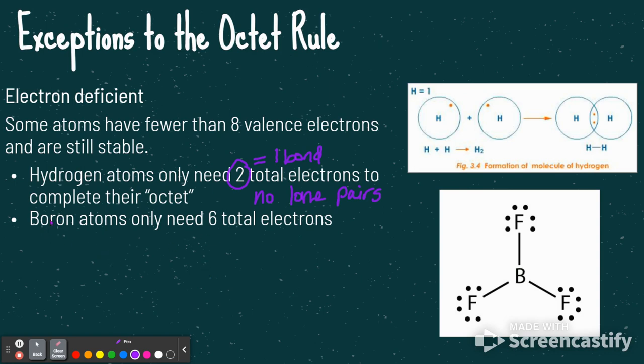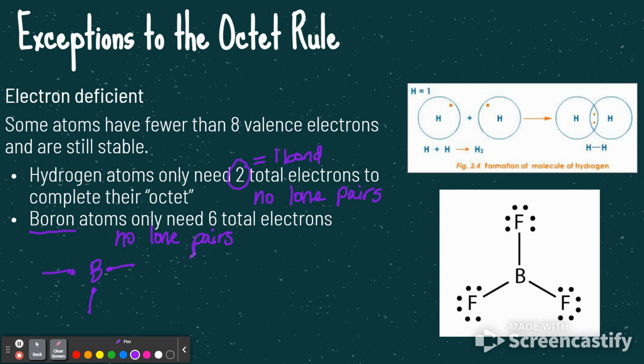The other one that we want to consider is boron. Boron is a unique character in that it has 3 valence electrons, right? So boron only has 3 dots normally. And what it will do is it will bond out those 3 dots into full-blown bonds. Boron will not have lone pairs, okay? So no lone pairs.